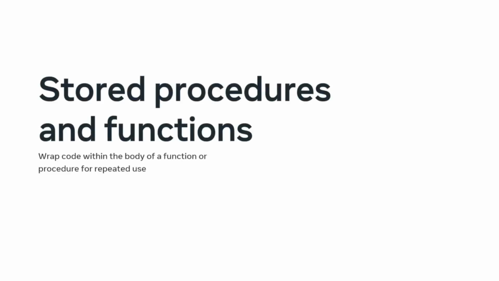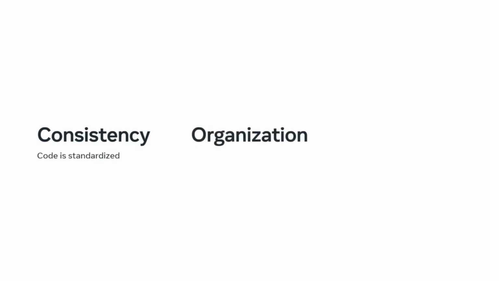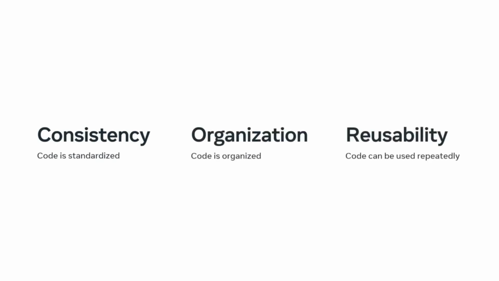So, as you've just learned, the main purpose of creating stored procedures and functions is to wrap or encapsulate code together in the body of a function or procedure. This means that instead of typing the same code repeatedly, you can call a code block to perform a specific operation by invoking the identifier name. But there are other benefits to functions and stored procedures. They make code more consistent and more organized and introduce reusability to make the code easier to use and maintain. Let's look at a few examples of these concepts to find out more.